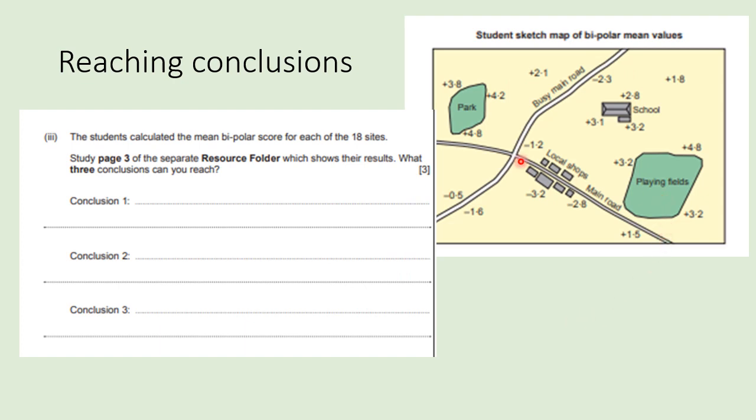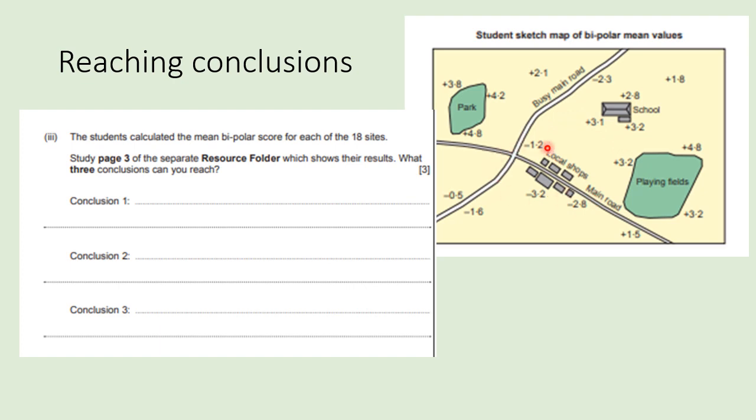So there's a playing field and there's a park. Oh, look at that, the scores are higher next to them. So conclusion one, that bipolar scores are higher near parks and playing fields. If you look at those main roads, and guess what? The main roads have got the lowest scores. Okay, so scores are lower on main roads.